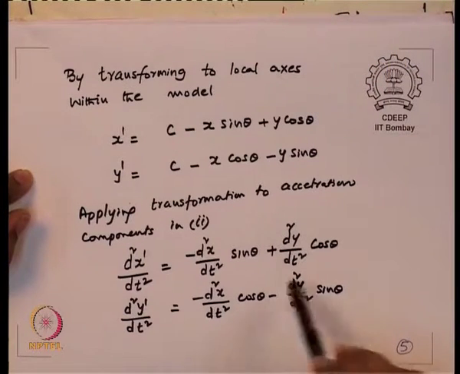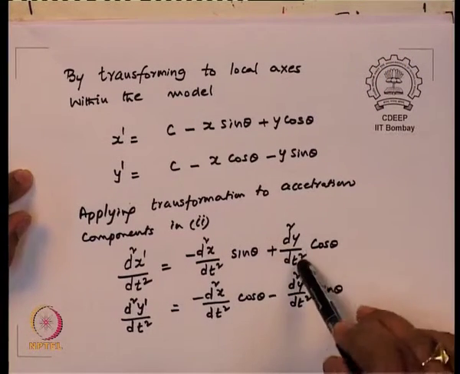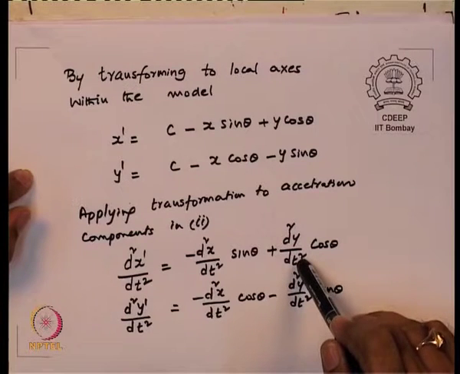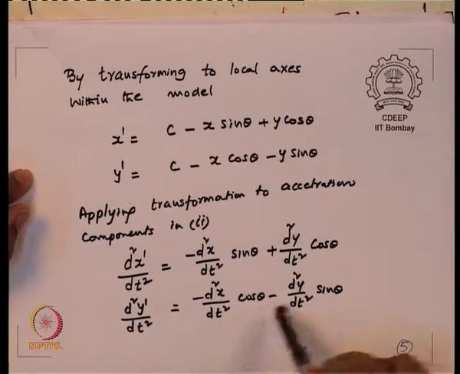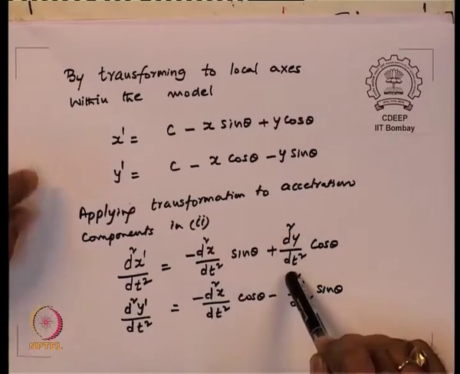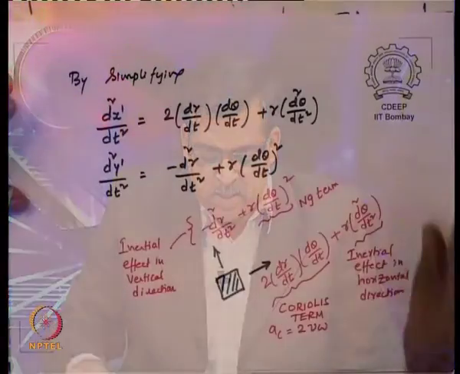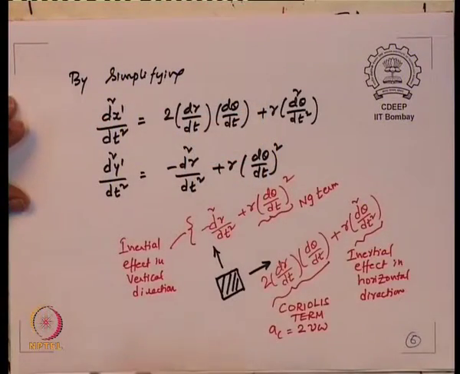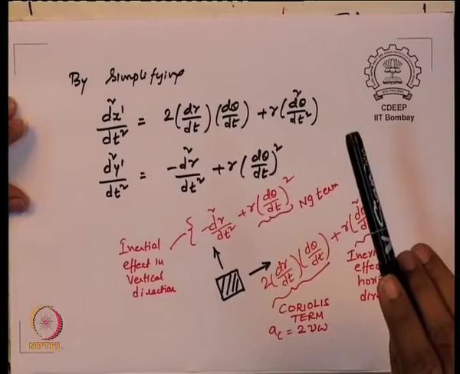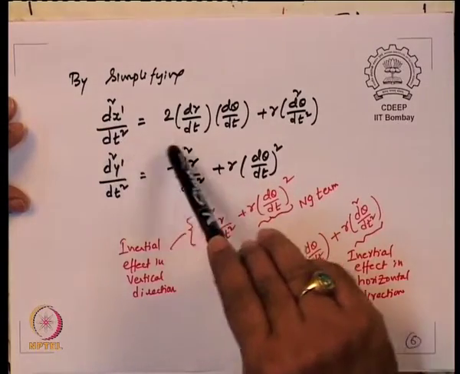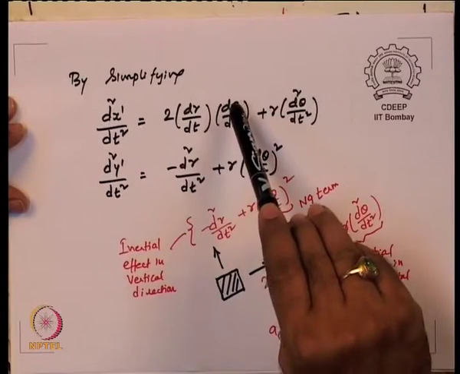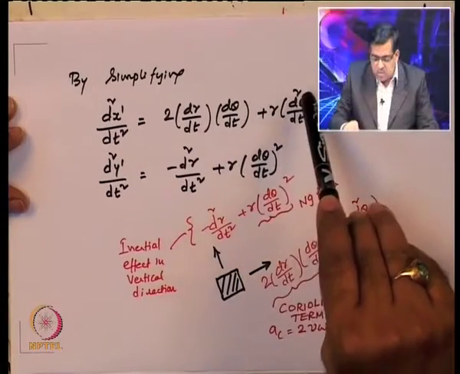So we know d square x by dt square and d square y by dt square with reference to global coordinates at the center of the shaft. By substituting and simplifying, what we get is that d square x dash by dt square is equal to 2 dr by dt d theta by dt plus r d square theta by dt square.